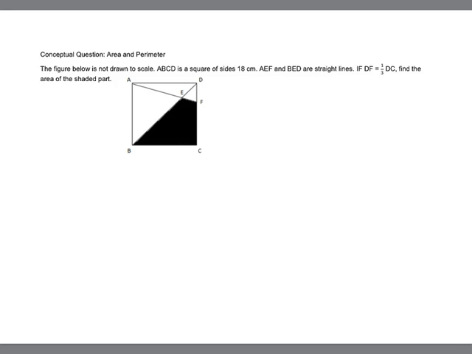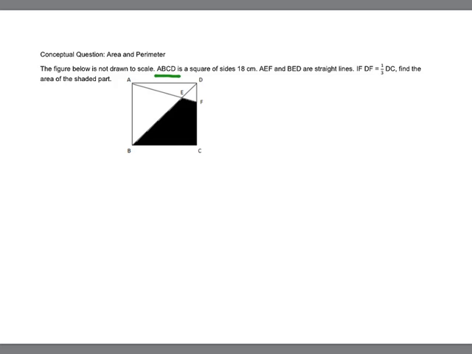Now pause the video so that you can complete the question yourself first. I call this a conceptual question, mainly because it tests your understanding of concepts, in this case the concept of area of a triangle. Not so much of the calculation portion, but it's a math question which needs some calculation. Let's take a look at this question.